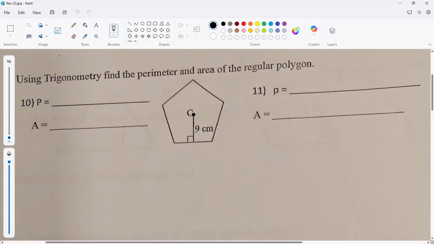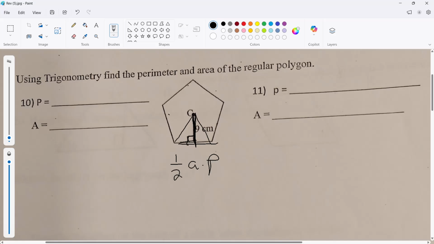Remember, the area is going to be 1/2 times the apothem, which is the distance from the center perpendicular to one of the bases, times the perimeter. So I have to find the perimeter, so I need to find the side. Well, this is 1, 2, 3, 4, 5.